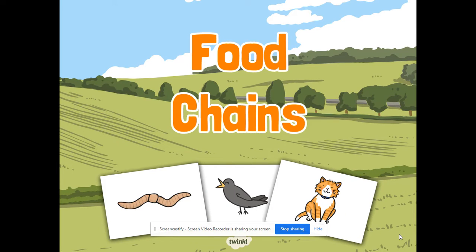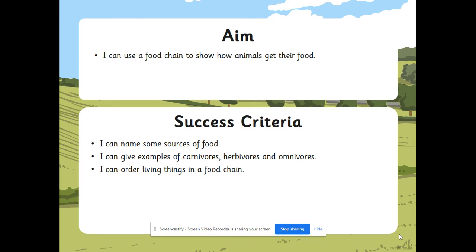Hi Year 2. So it's our last science lesson and we've crammed loads in these 2 weeks. The last lesson we're looking at is food chains. And then what you might want to do after this lesson is go back to those test questions you had at the start and see if you've learned anything new. Hopefully you have. So the aim of the lesson is I can use a food chain to show how animals get their food. We started talking about food chains yesterday, about dependency and how everyone needs everyone.